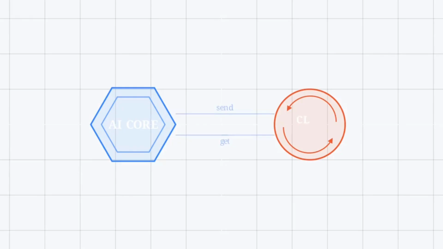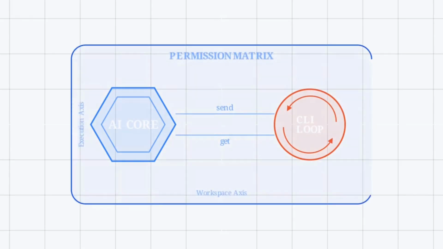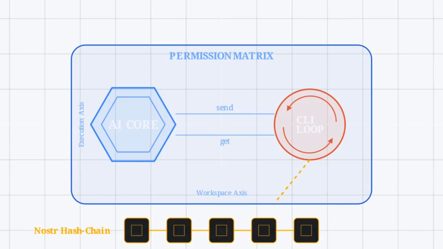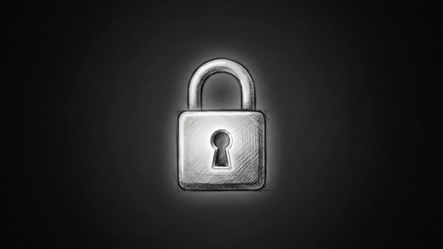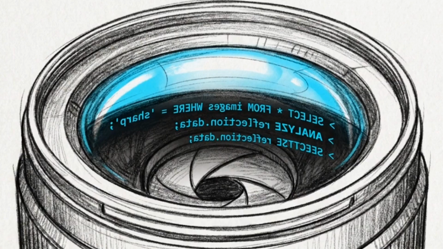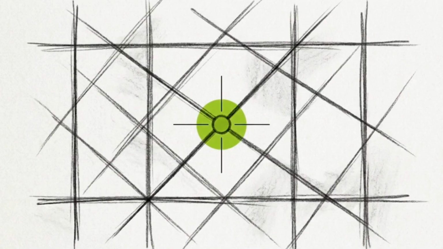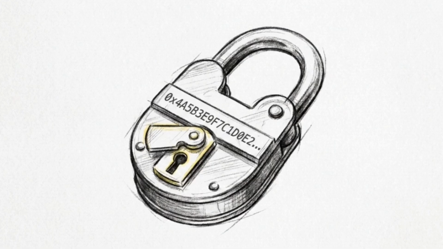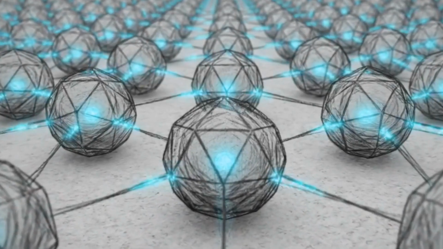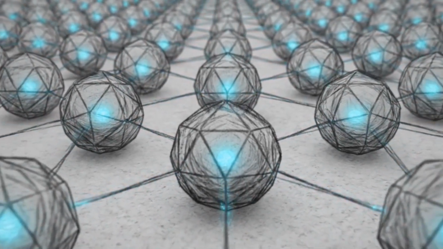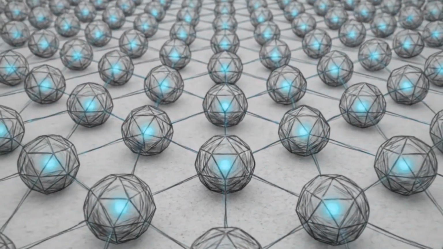This is the unified system architecture. The central AI core connects to the explicit CLI execution loop, is bounded securely by the permission matrix, and anchored by the Nostr hash chain. The workflow sequence is mandatory. Read the context, execute via the command line interface, verify against the security boundaries, and cryptographically sign the result. The result is a shared workspace populated by human developers and fully constrained accountable AI agents working in tandem.